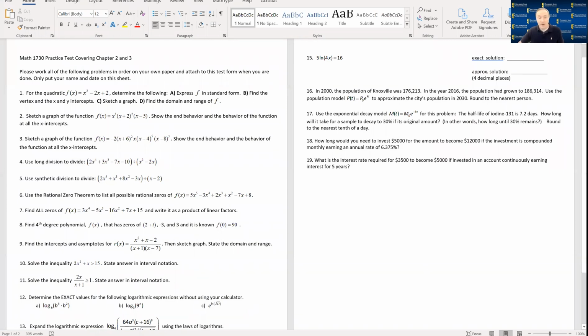Now, for number 8, let's see. Find a 4th degree polynomial given some criteria. And the criteria I give you here is that you have the imaginary root 2 plus i, and then the real roots at -3 and 3. So zeros of 2 plus i, -3 and 3. And then it is also known that f of 0 is 90. That's going to allow us to account for if there's some constant multiple stretching out our functions. It doesn't affect the x-intercepts, but it affects the y values of how far it's being stretched out.